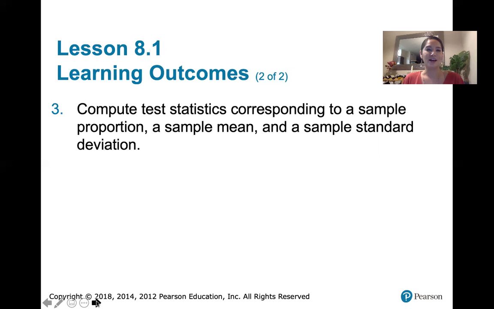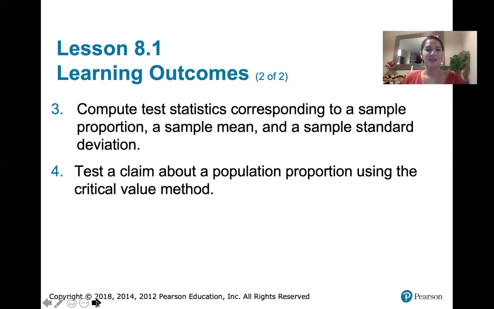And then in our third learning outcome, we're going to learn to compute test statistics corresponding to a sample proportion, a sample mean, and a sample standard deviation. Actually, we're just going to talk about where those test statistics come from, how they are related to the sampling distribution of that sample statistic that we started with, and then we'll do an example for a sample proportion. We won't do examples for sample mean and sample standard deviation, but you do have examples of that in the homework help playlist.